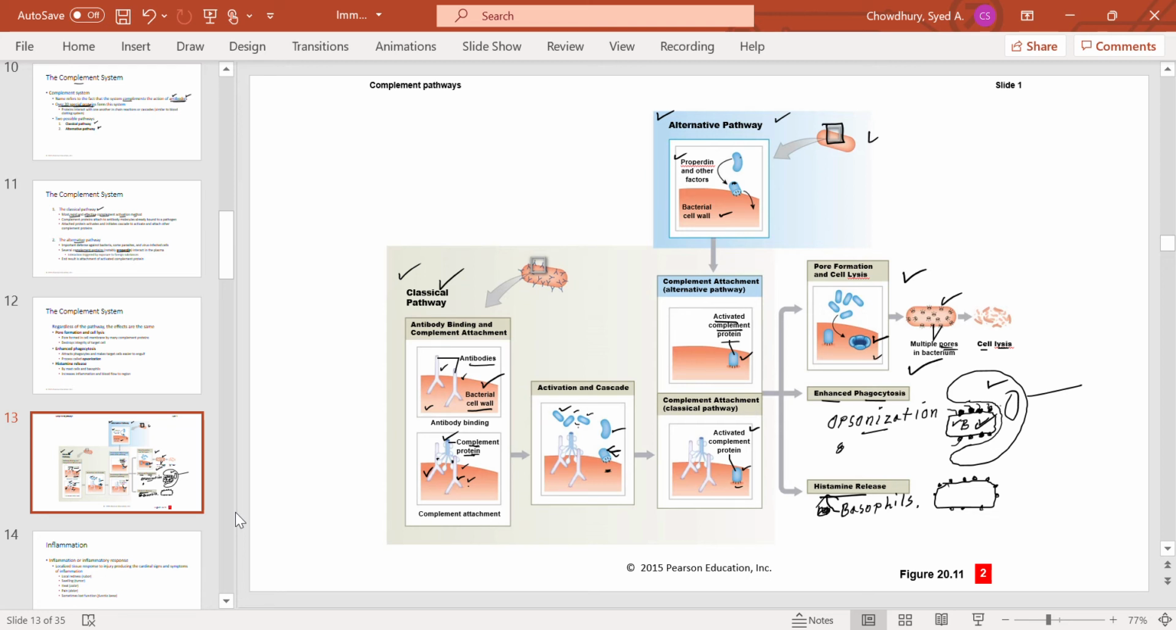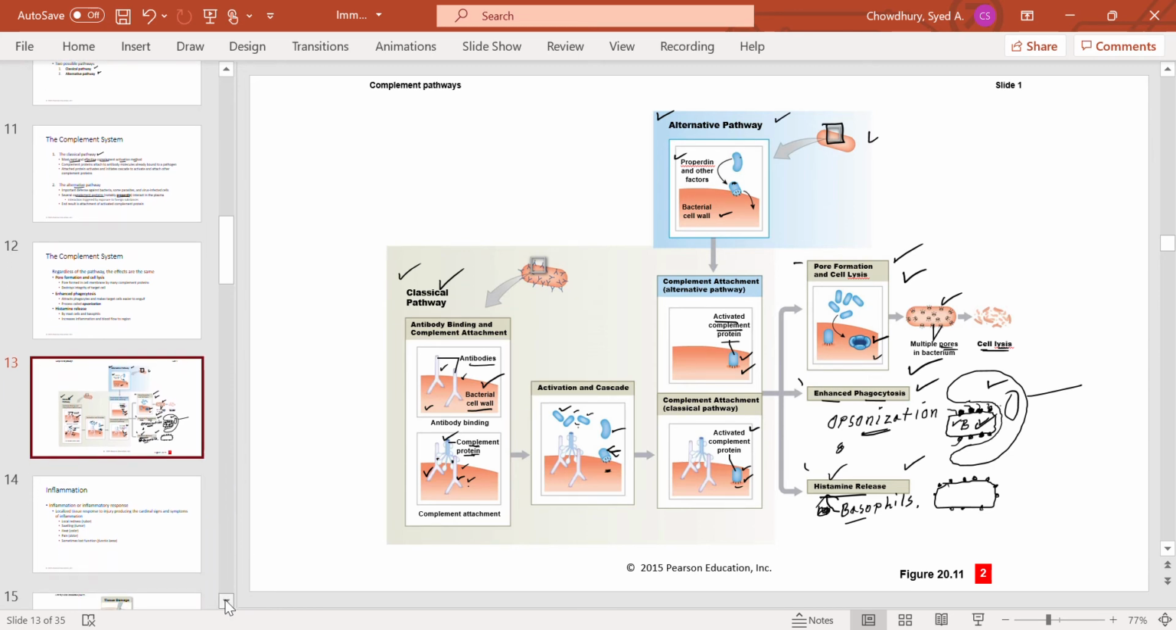Once the activated complement proteins are attached to the bacterial cell membrane, they will destroy the bacteria by these three processes. One is making holes or pores that would cause the lysis or breakdown. Another is enhancing phagocytosis, and another is by releasing histamine from the basophils, and that will increase inflammation. And when the inflammation occurs, the immune function in that area is increased.